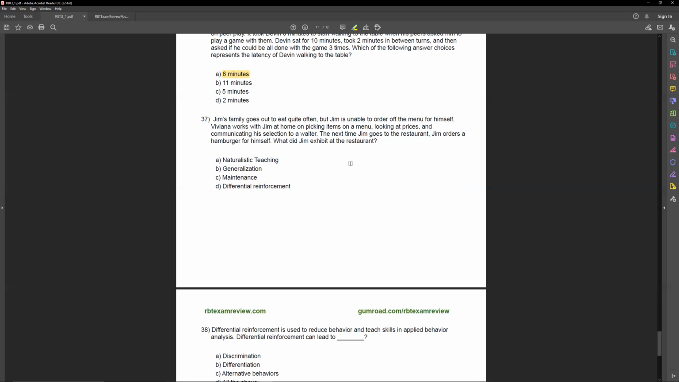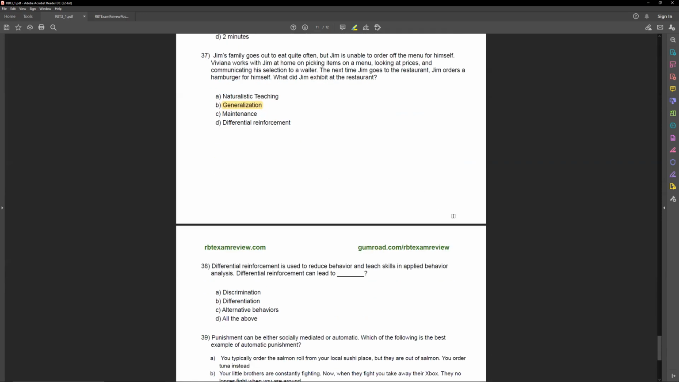It's not maintenance, right? Because maintenance is a form of generalization, right? But we're not maintaining here, okay? Jim in the future, when he goes back and is able to order a hamburger for himself, now we're looking at more maintenance, right? But the first time Jim goes there, he exhibits his ability to generalize the skill. And then, of course, differential reinforcement is not what Jim is exhibiting, okay? Jim is able to generalize the skill he learned with Viviana in the restaurant.